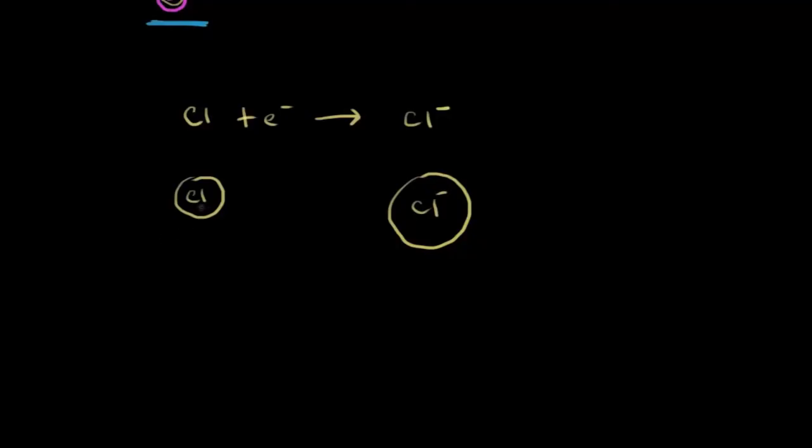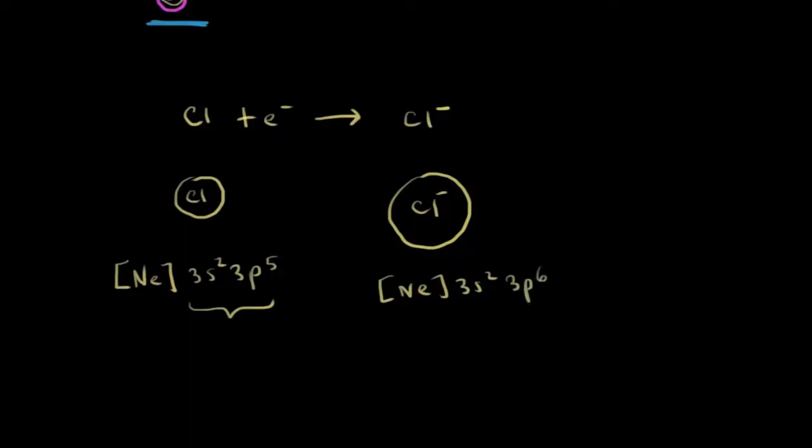So if we were to write a noble gas electron configuration for the neutral chlorine, you should already know how to do this. You would just write your noble gas in brackets, so neon, and then 3s2, 3p5. So seven electrons in the outer shell for the neutral chlorine atom. For the chloride anion, you would start off the same way: neon in brackets, 3s2, and you would be adding an electron to it. So it wouldn't be 3p5, it'd be 3p6, like that. So this would give us 8 electrons in our outer shell, and the neutral atom gives us only 7 electrons in its outer shell.